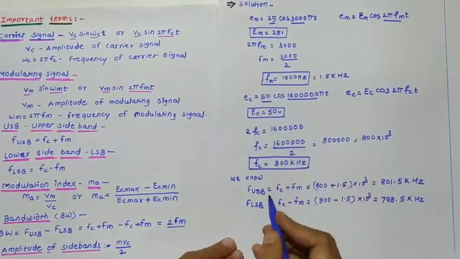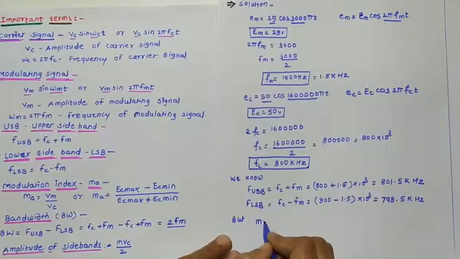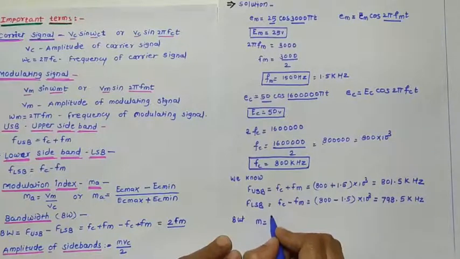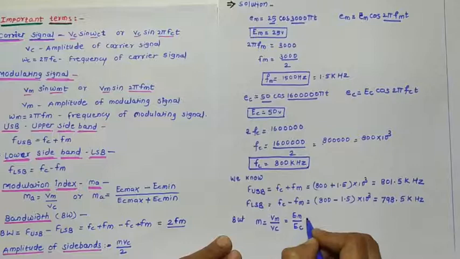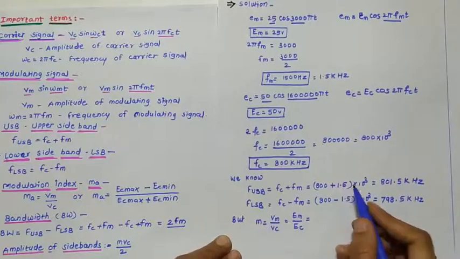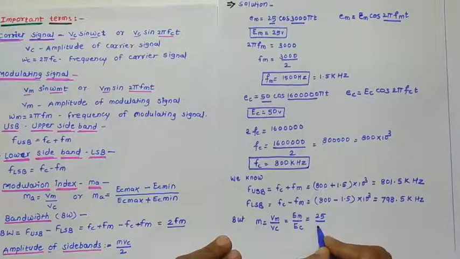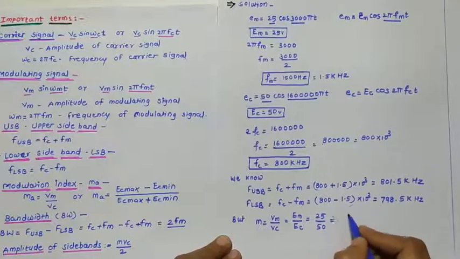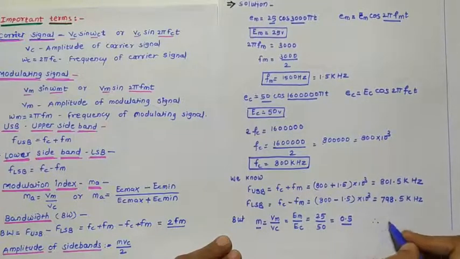Okay, so by finding M, M is equal to Vm upon Vc, or we'll write Em upon Ec. Okay students, you can write any term, there is no objection. Then Em is 25 and Ec is 50. So we'll get 0.5. Students, remember that this modulation index has no unit because it is a ratio. Therefore, modulation index is 0.5.